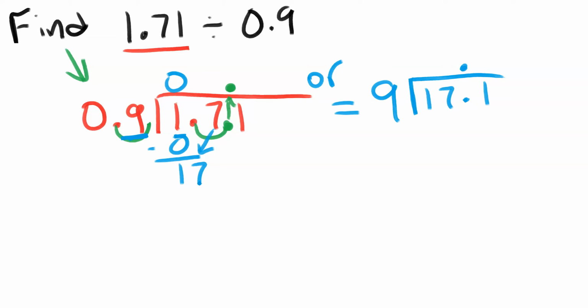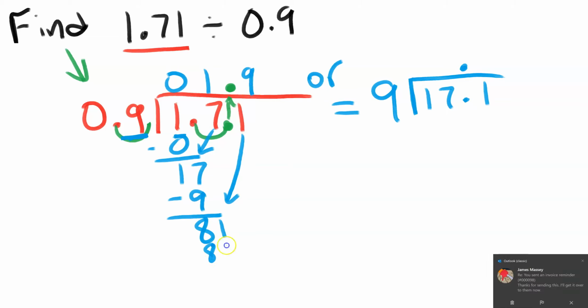Now can 9 go into 17? Yes, it can one time. So you get 9, subtract, and you get 8. Are we done? No, we still have another number to bring down. You got to bring down this 1. So now, can 9 go into 81? Yes, 9 times, you get 81, subtract, and you are done.